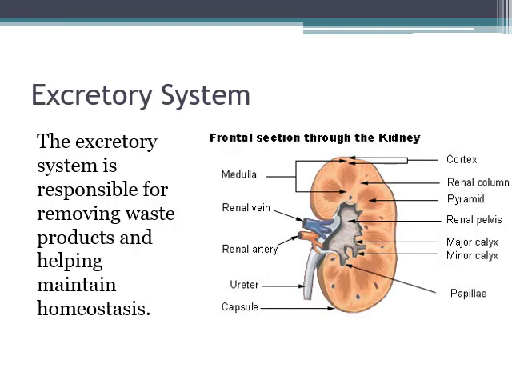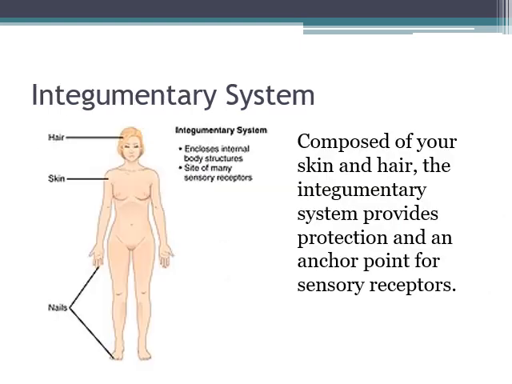The excretory system, this is important for removing wastes and helping maintain homeostasis. You excrete things. The integumentary system, think of your skin. It's going to provide anchor points for sensory receptors. You feel things, your hair and your skin.